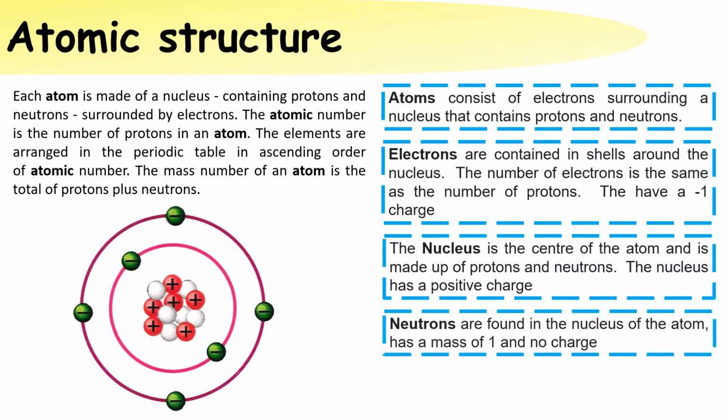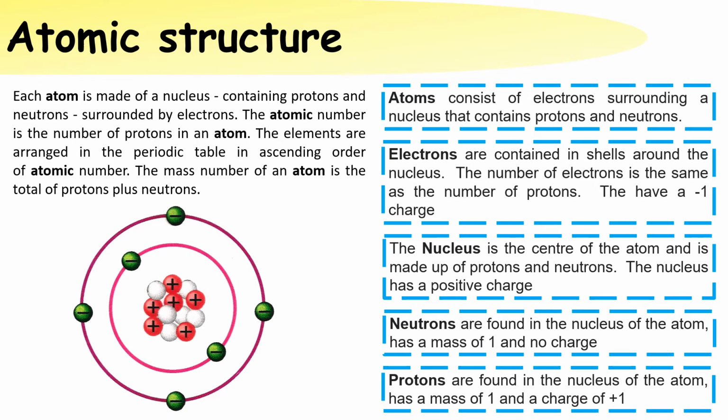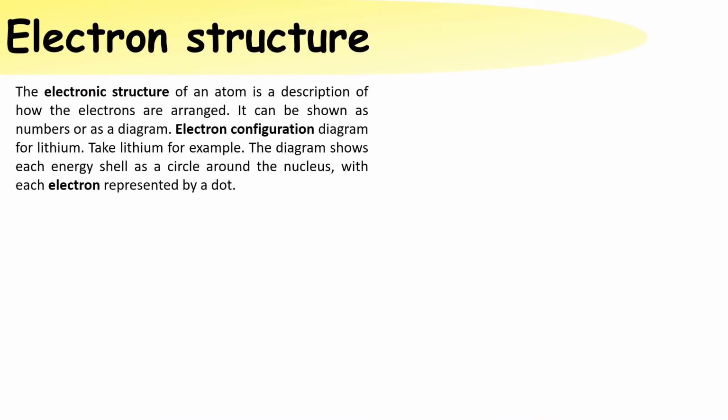Neutrons are found in the nucleus of an atom, have a mass of 1 and no charge, and protons are also found in the nucleus of an atom, have a mass of 1 and have a positive charge. Around the outside of an atom are electrons. The electron structure of an atom is a description of how the electrons are arranged. It can be shown as numbers or as a diagram.